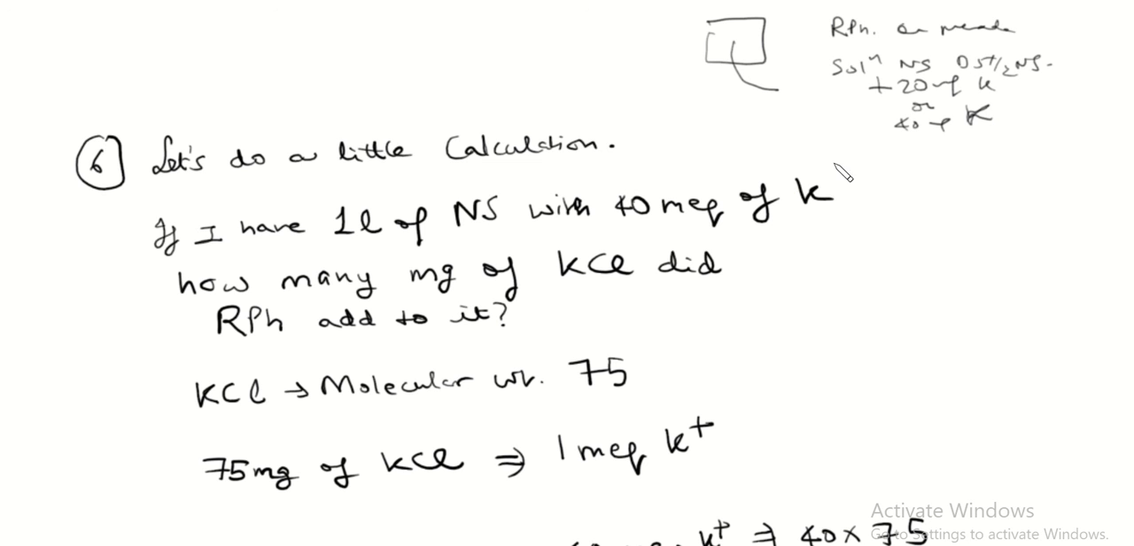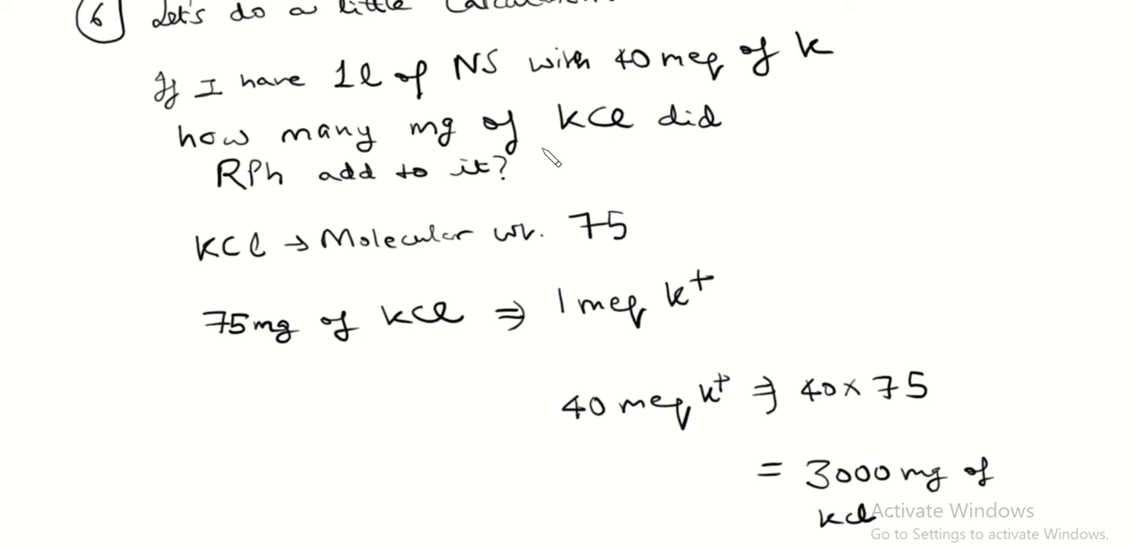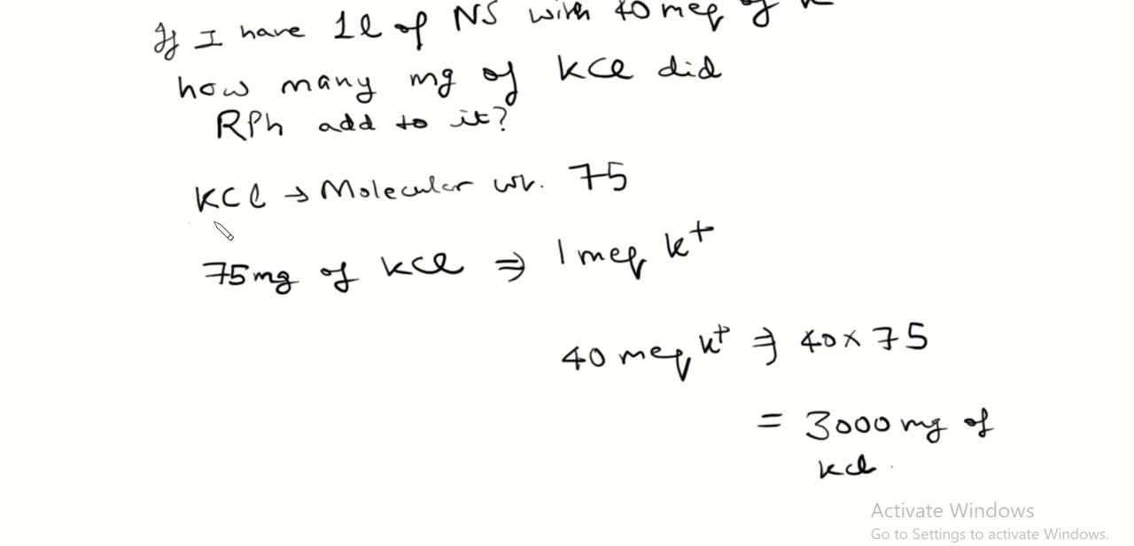So the question is, I have, let's say, a 1 liter solution of sodium chloride 0.9%, and I have 40 milliequivalents of potassium chloride in there. So how much sodium chloride is in there? How many grams? And how many grams of potassium chloride are in there? Let's do a little calculation. So potassium chloride, molecular weight is 75, right?